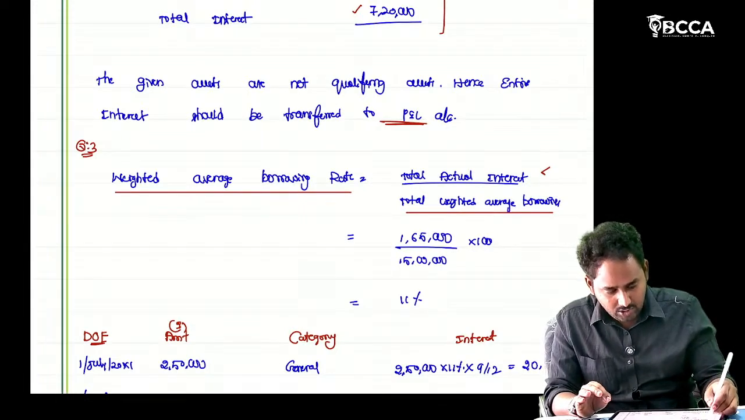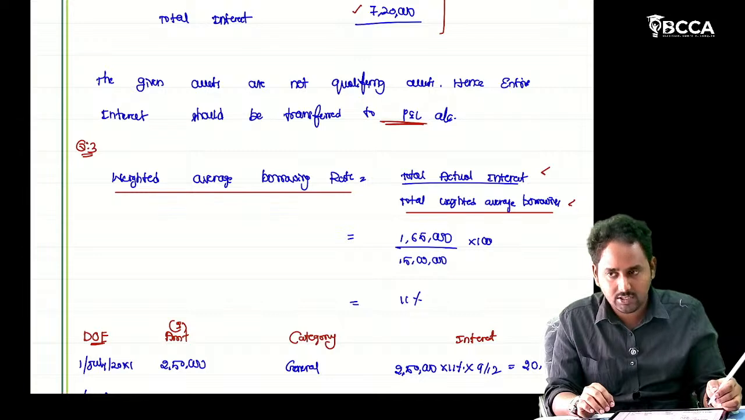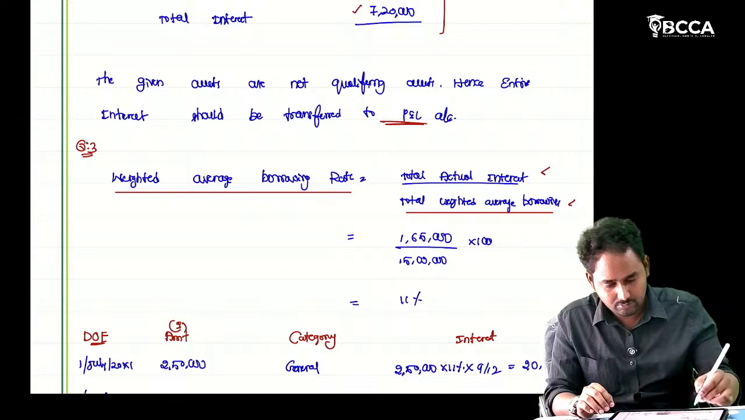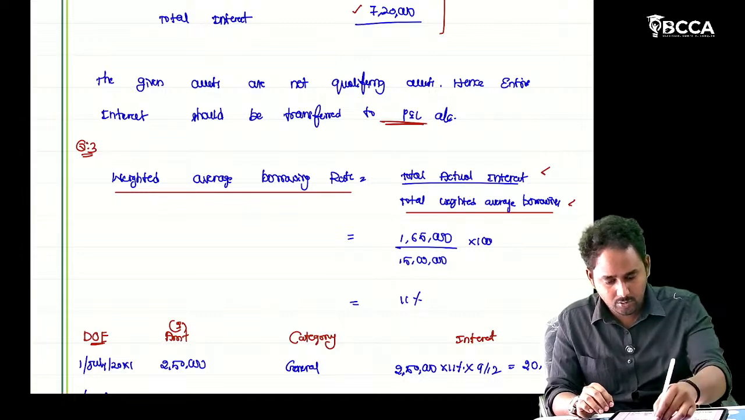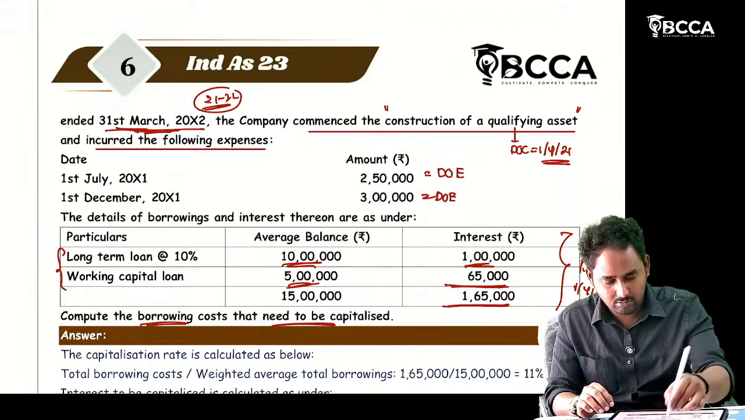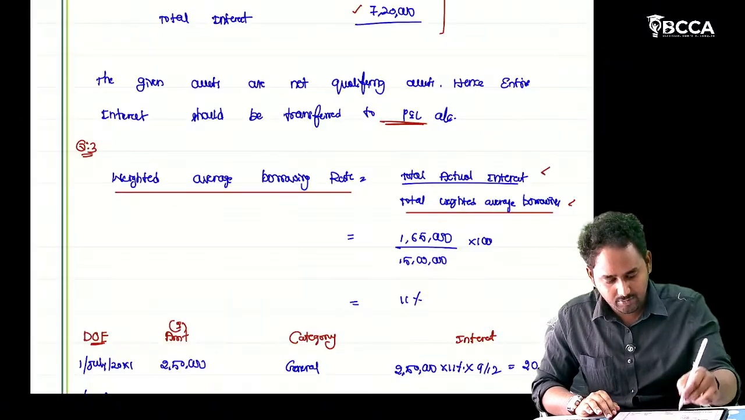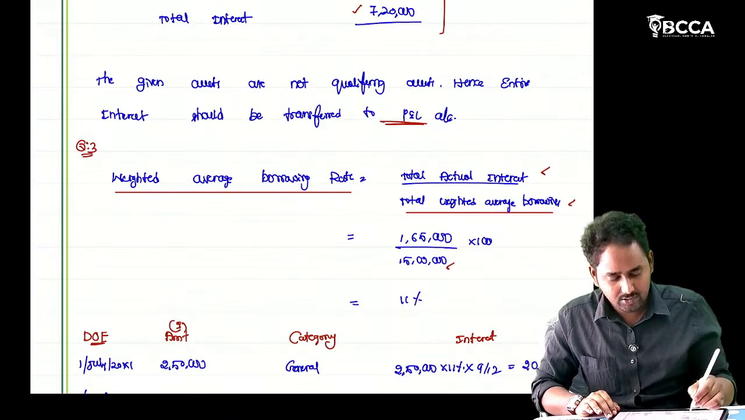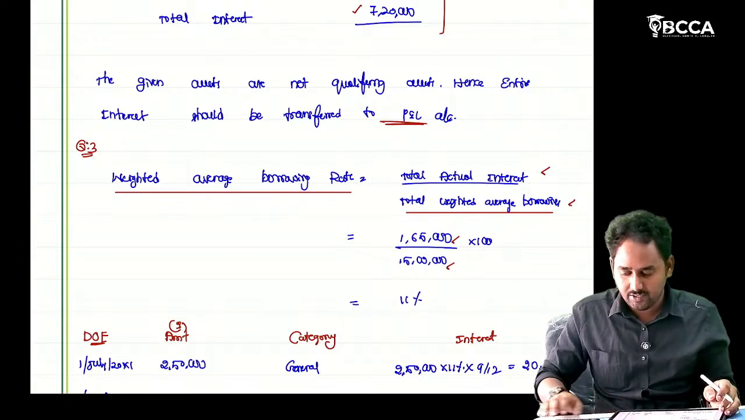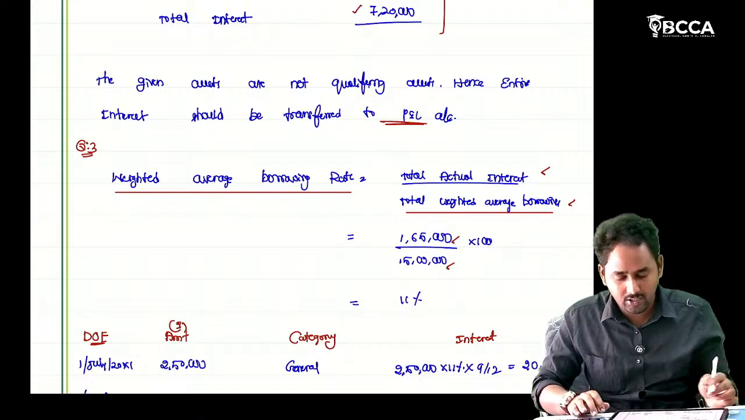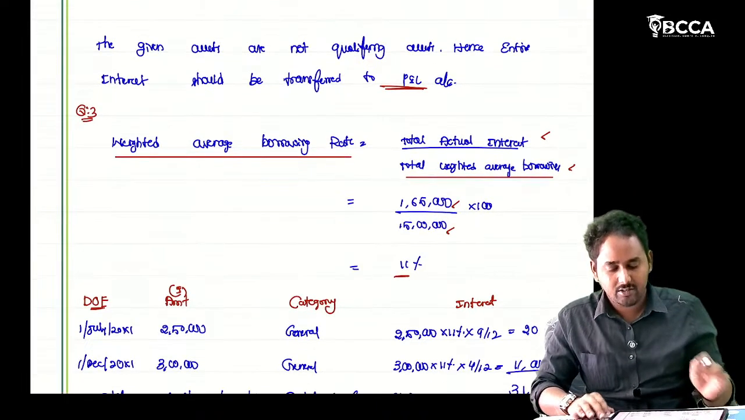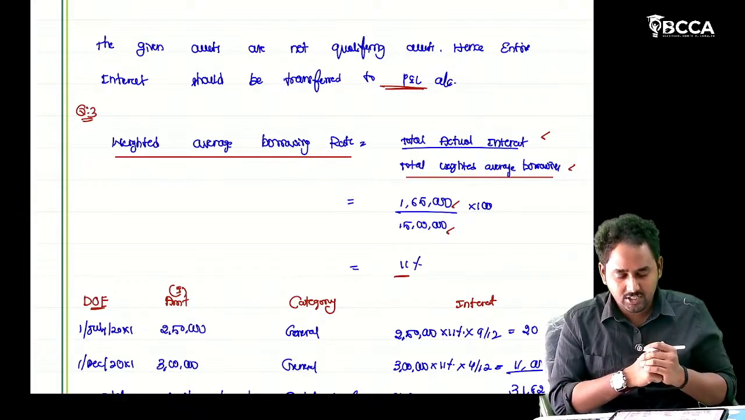Then what is the total weighted average borrowings? 15 lakhs is the total weighted average borrowings. What is the actual interest? 1,65,000. So 1,65,000 divided by 15 lakhs into 100, then I got the weighted average borrowing rate for the general borrowings.